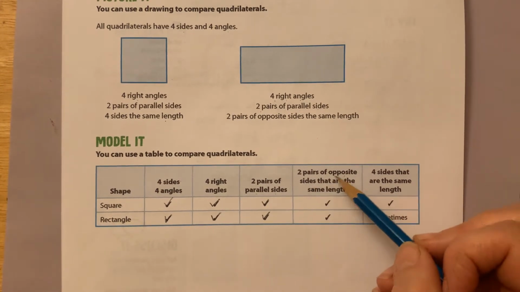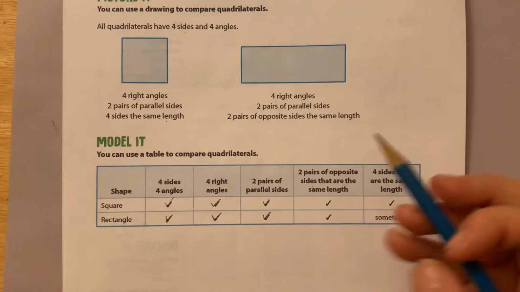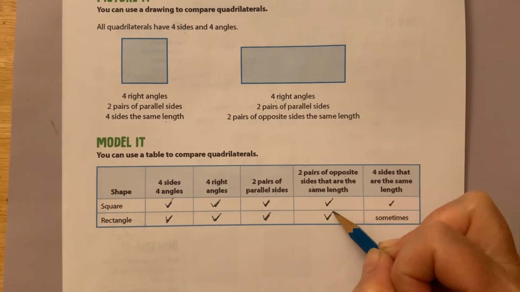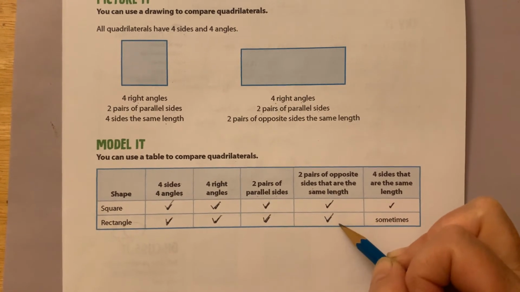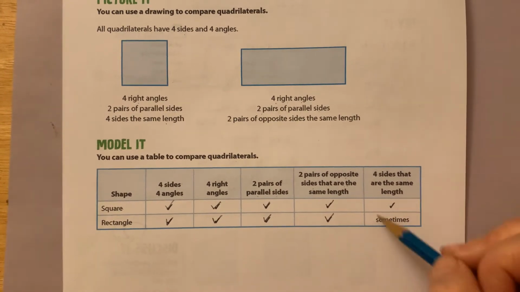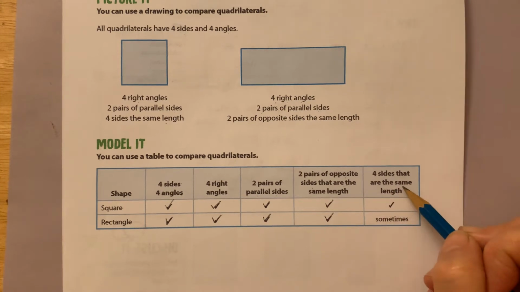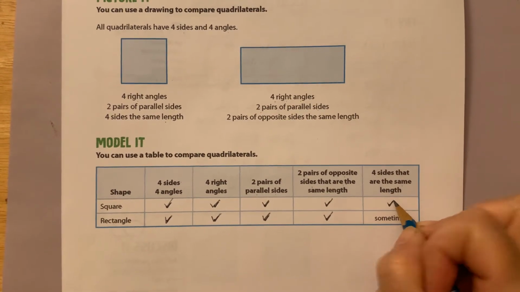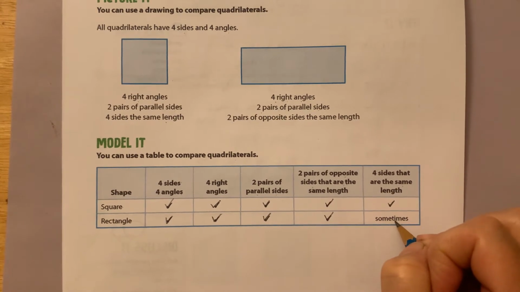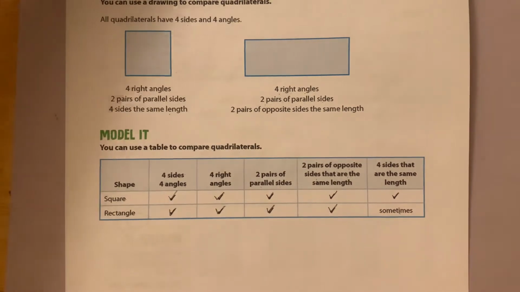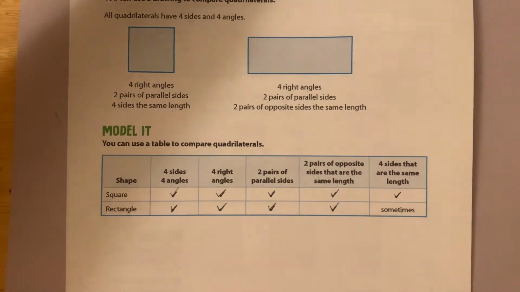2 pairs of opposite sides that are the same length. Yep, the square has that. Does the rectangle? Yes, it does. The 2 long sides are the top and bottom, and the short sides are the sides. This is our tricky one. 4 sides that are the same length. A square has 4 sides that are the same length, but a rectangle only has that sometimes, not always. Okay, so we're going to use this information to answer the questions on the back side.